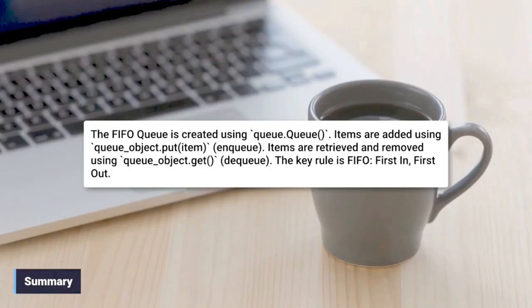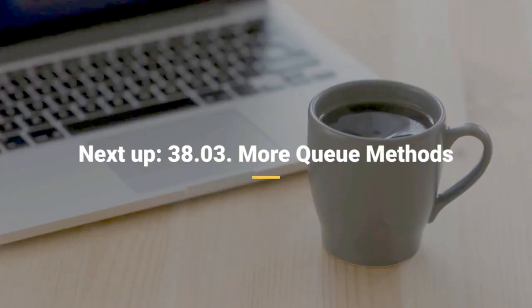To summarize, put and get are the core methods for FIFO queues. Next, we will explore other essential methods for checking the size and status of the queue. Our next lecture, 38.03. More queue methods. See you there.